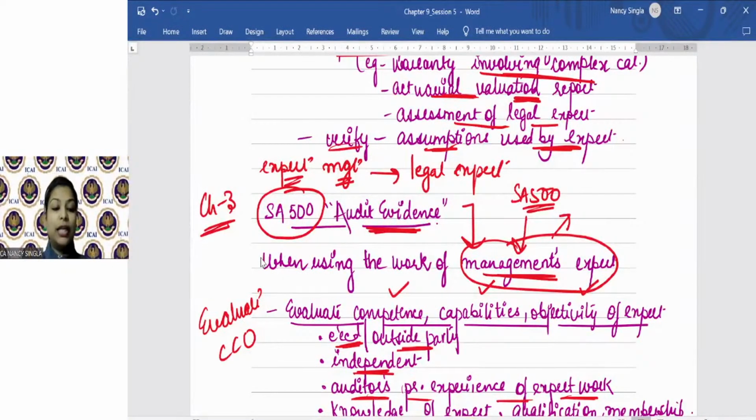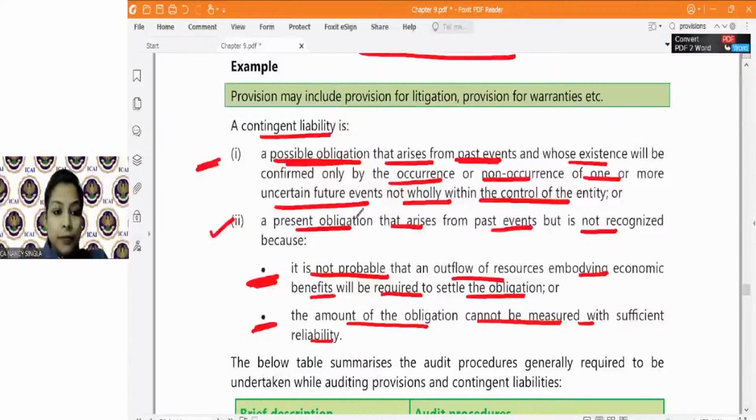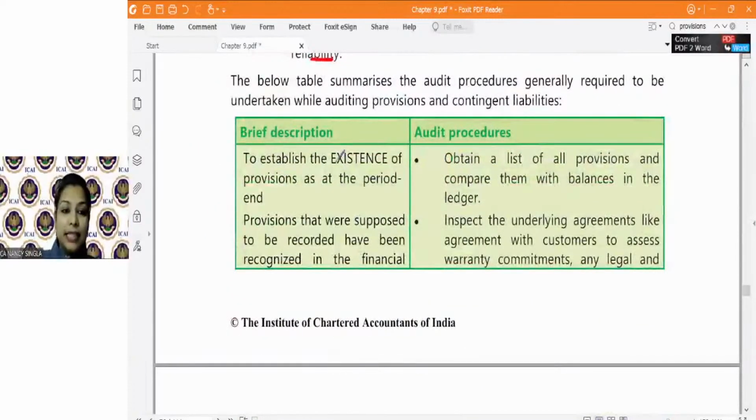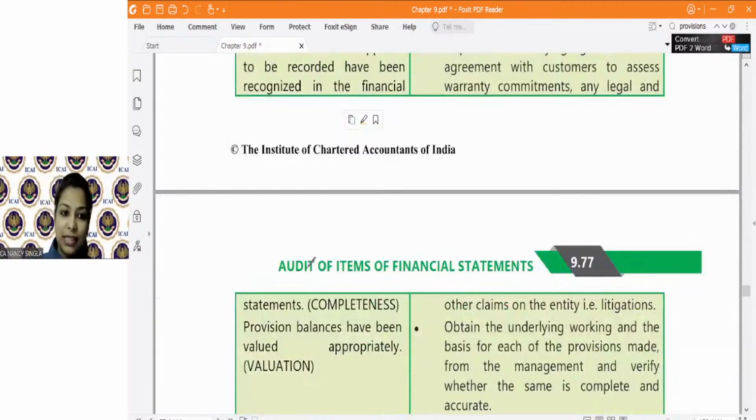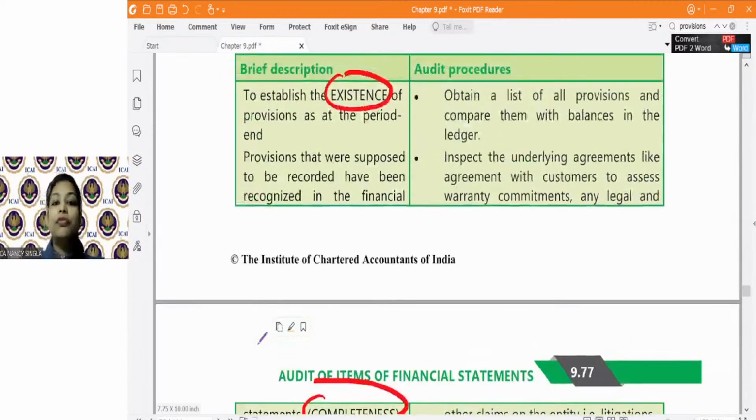So let us have a look at it from the module. Now, existence assertion. So this is a balance sheet caption, तो exist करेगा, completeness assertion and valuation. ठीक है? So first of all, auditor will obtain a list of all the provisions, compare them with the balances that are appearing in the general ledger.